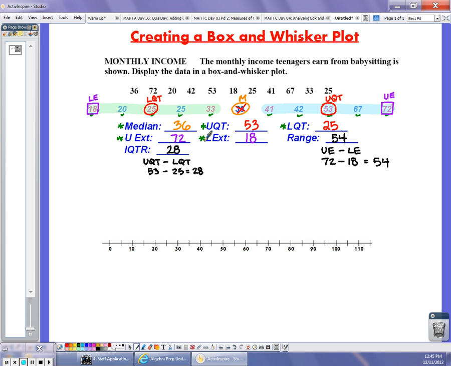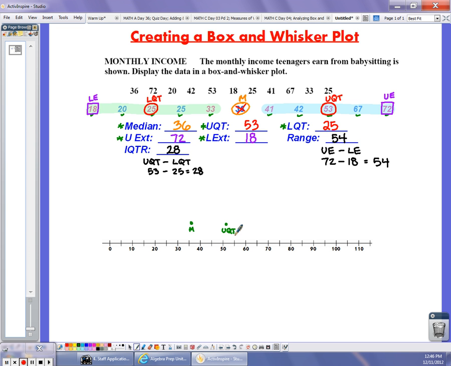Now, it doesn't matter what order I graph them in. So the median right here is 36. Well, here's 35, so a little bit over is going to be our 36. So I'm just going to go ahead and plot a point. And notice that I put my point above the number line. I'm just going to put an M there to represent my median. My upper quartile is 53, so I'm going to go over to 53. Well, here's 50, here's 55, so 53 is somewhere here in the middle. I'm going to label that UQ. You can label it UQT. Actually, let's put in a T to be consistent.